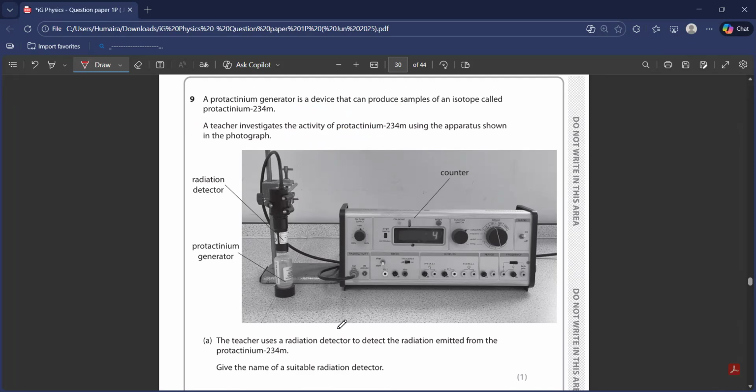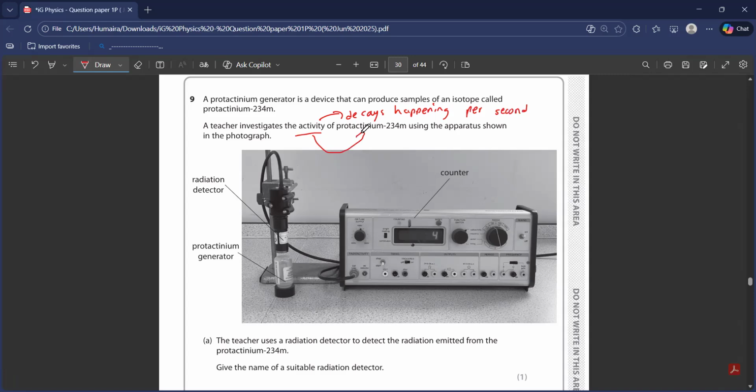What is activity, by the way? Activity is the amount of or measure of how radioactive a source is, right? So how can we write activity? We can write that it is the number of nuclear decays that are happening per second, right? So decays happening per second. This is activity.